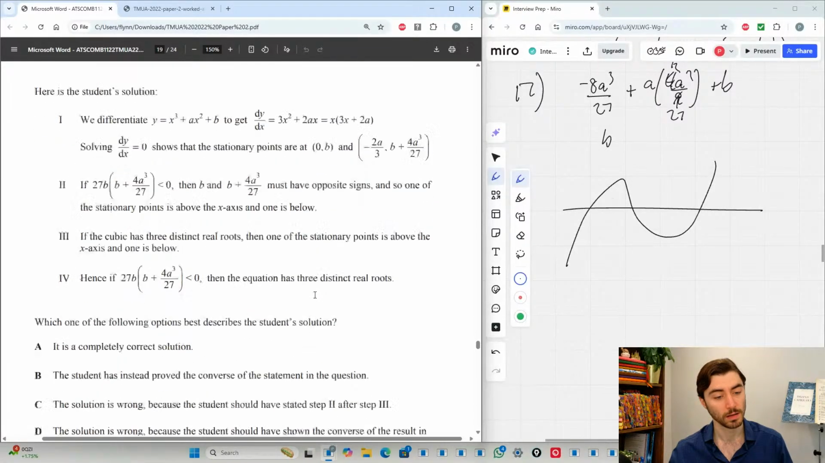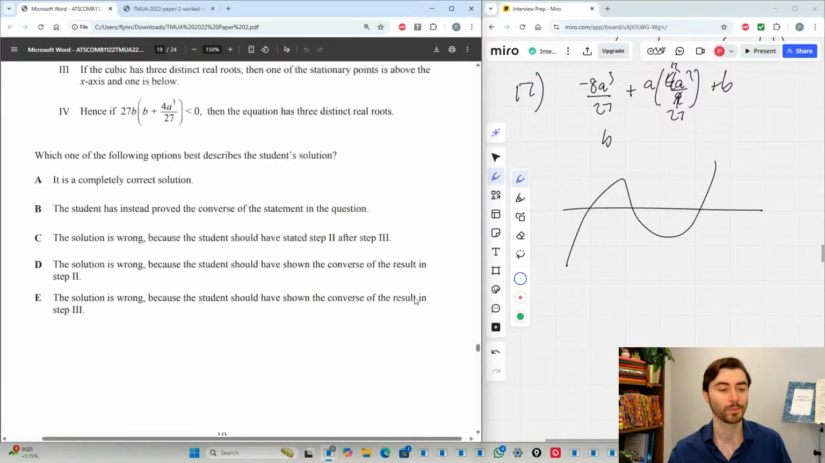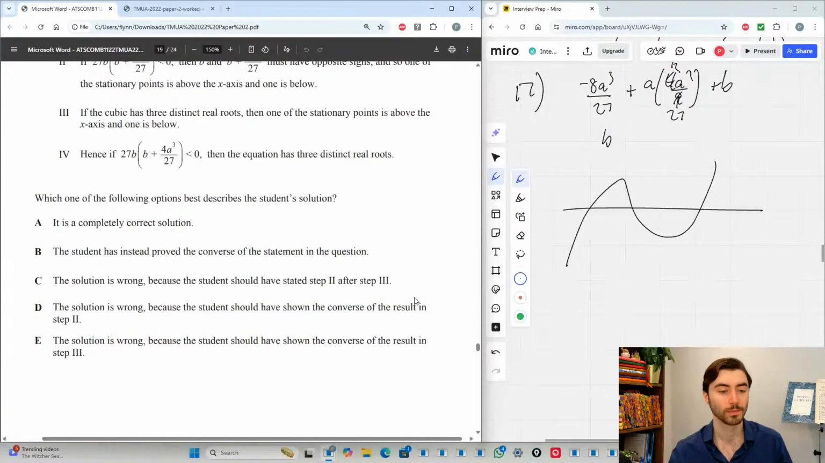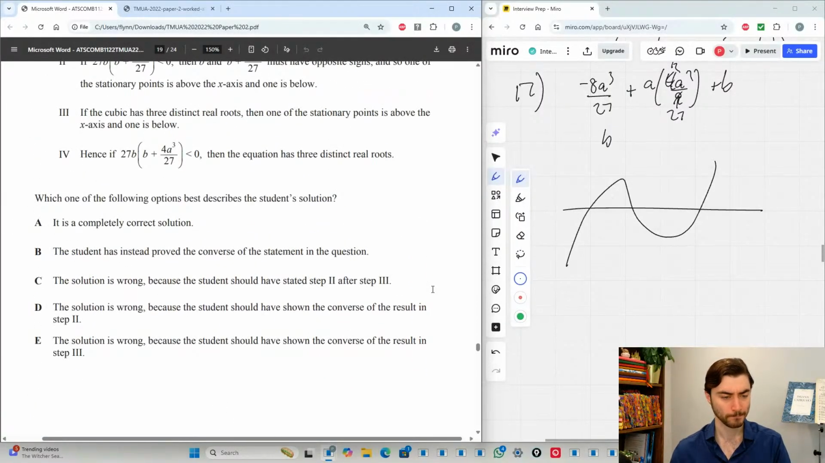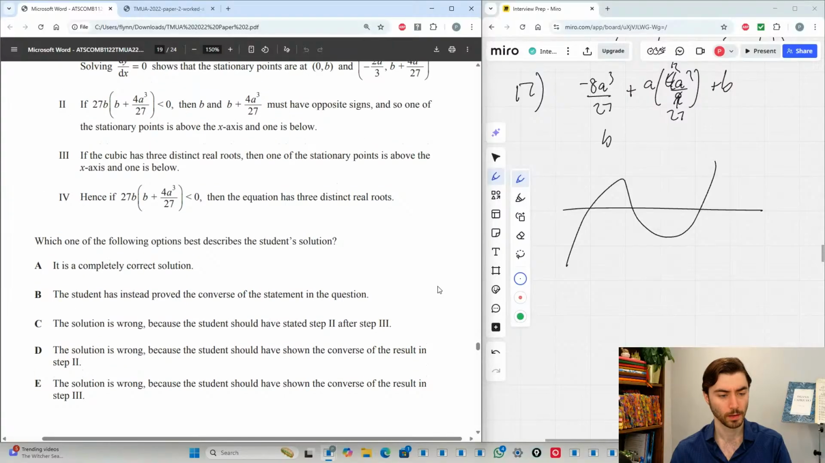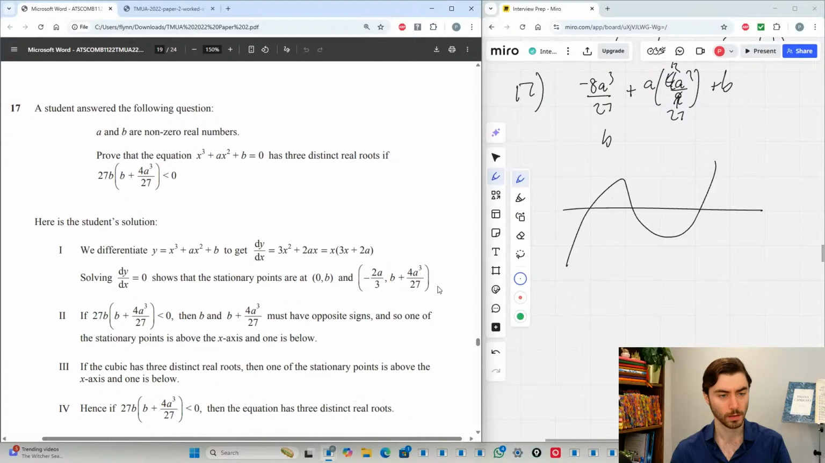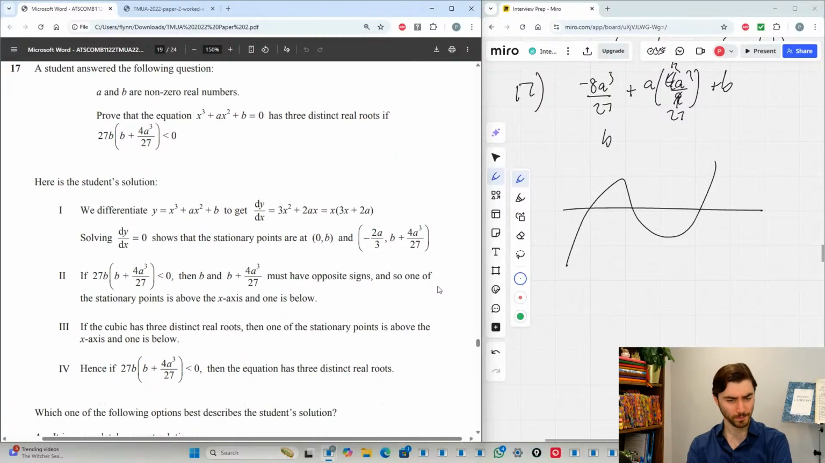I like that. See, I do like this proof. I don't think... Because if this is true, then that, and if that, then these have one below and one above. So it is true that if this, then that, based on what they're saying.